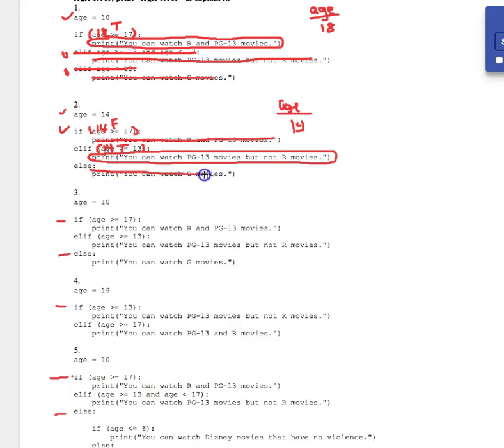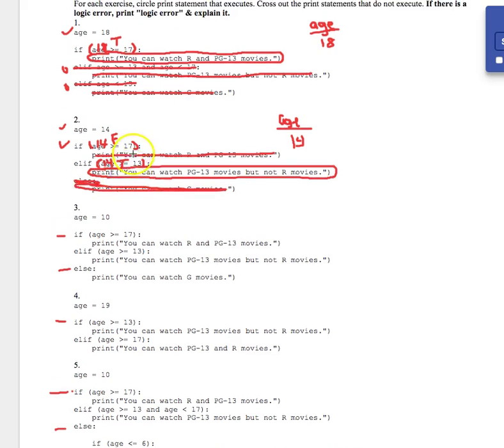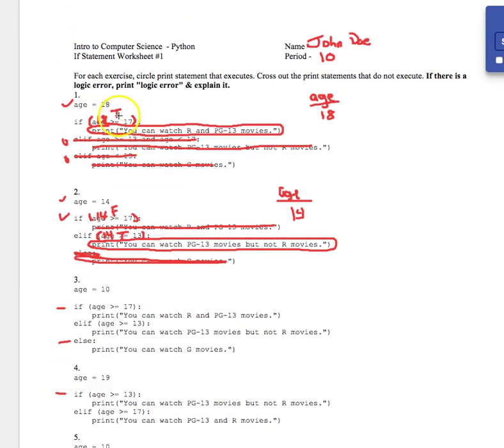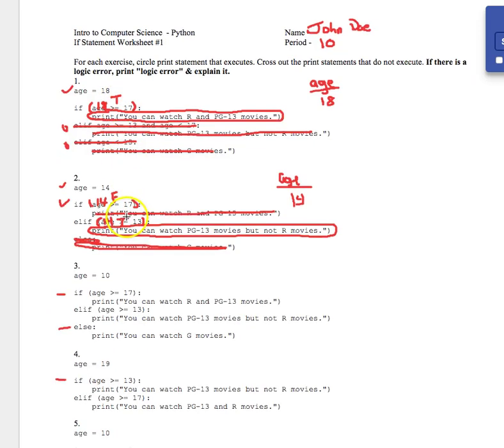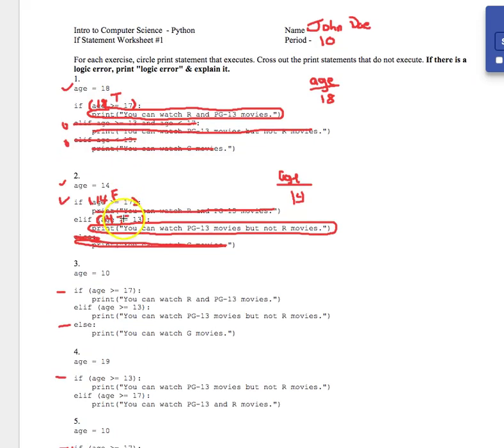And you ignore everything else. Just like in exercise 1, we ignored everything after that first T. Here, we're ignoring after this T right here.